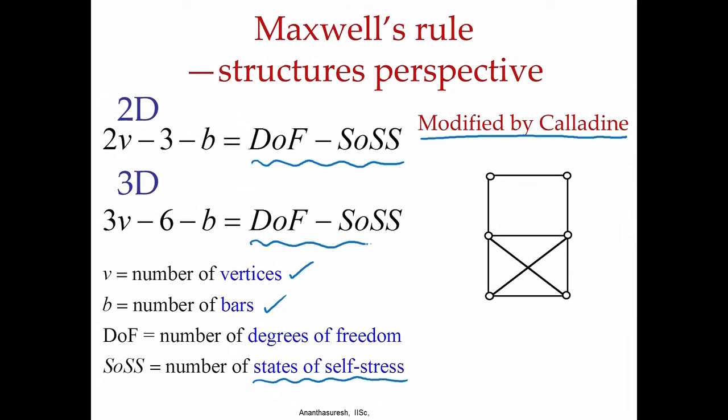The same thing applies to 3 dimensional trusses as well. When you have something like this, when it is 0, it actually means there is a plus 1 and a minus 1. One state of self stress, 1 degree of freedom.